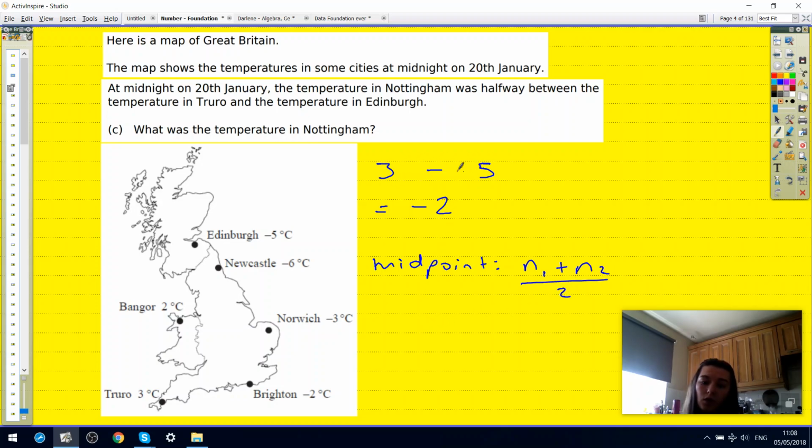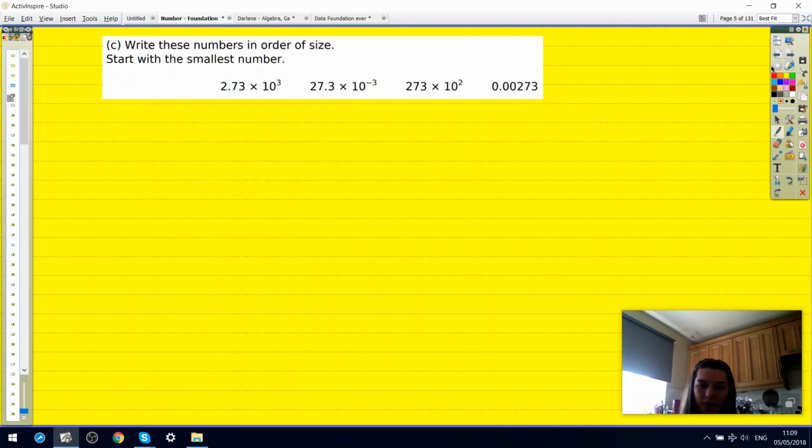So you added these two together, 3 plus minus 5, and then you half it. So we already have -2. Yeah. How much you get? That's it. Celsius. Yeah, so if you ever have to find the middle number, you add the two together and divide by 2. It's like finding the mean with two numbers. Okay, how about this?